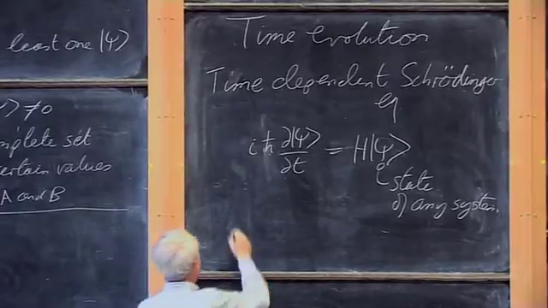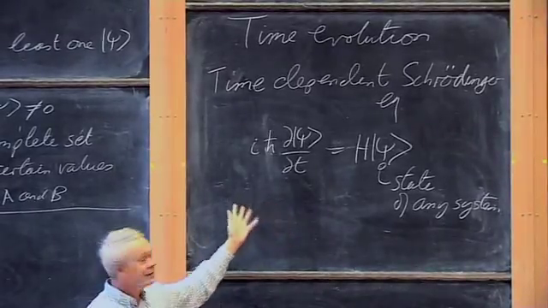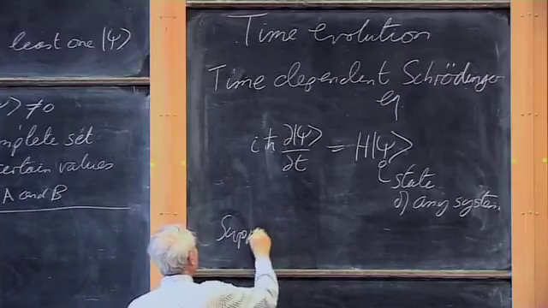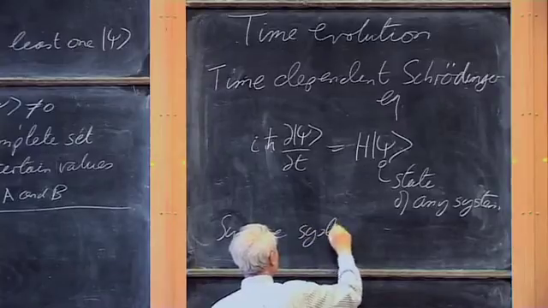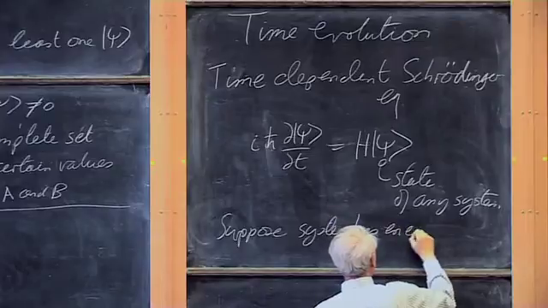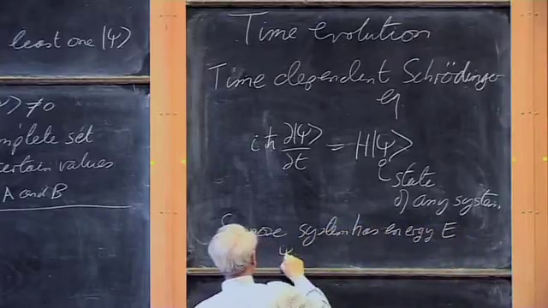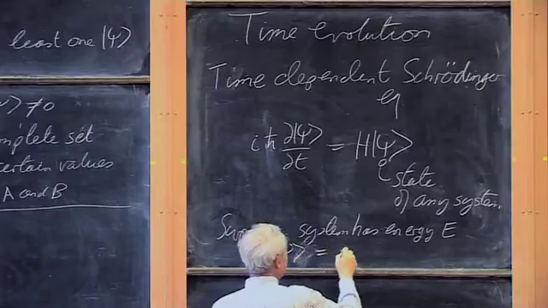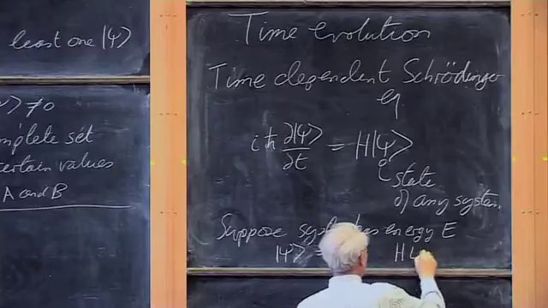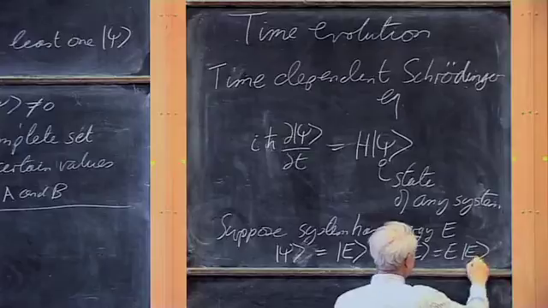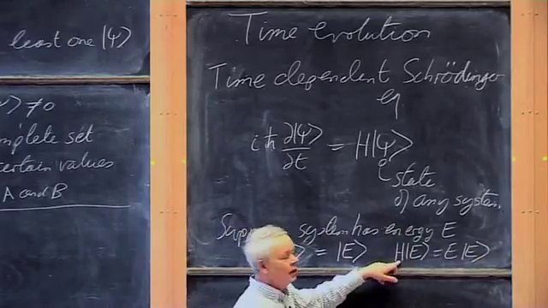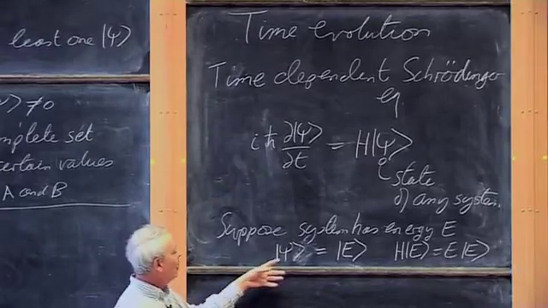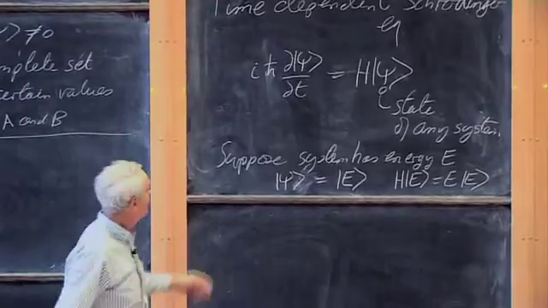Okay, now, this is kind of a scary equation. Let's try and find some circumstance in which we can solve this. So suppose our system has well-defined energy. In other words, the state psi at time t is equal to |E>, where H|E> equals E|E>. A state of well-defined energy has to be an eigenfunction of the energy operator H with eigenvalue E. That's what it is. So let's suppose that our system happens to have well-defined energy.